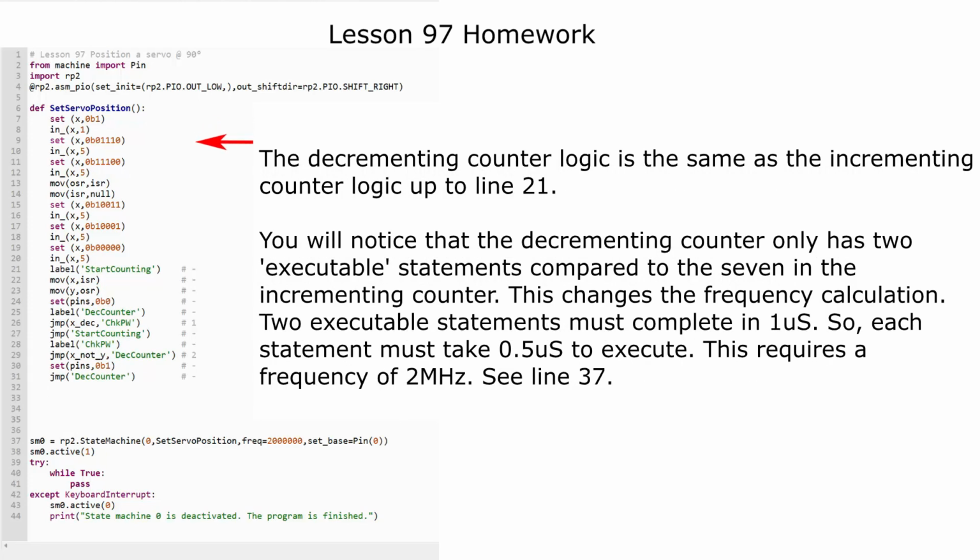The decrementing counter logic is the same as the incrementing counter logic up to line 21. You will notice that the decrementing counter only has 2 executable statements compared to the 7 in the incrementing counter. This changes the frequency calculation. 2 executable statements must complete in 1 microsecond, so each statement must take a half microsecond to execute. This requires a frequency of 2 megahertz, as you can see on line 37.